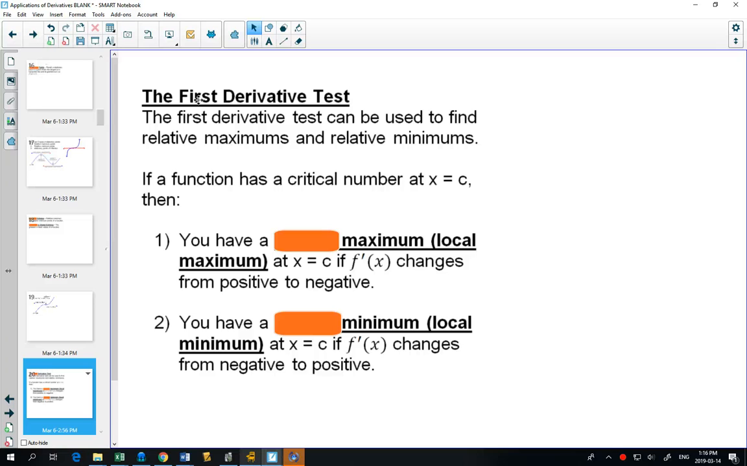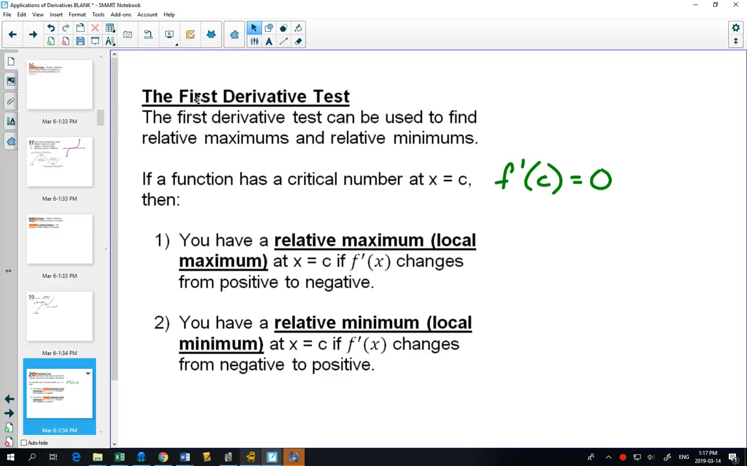So if a function has a critical number at c, okay? First of all, we need f prime of c to equal 0, because that's what makes it a critical number. Then you're going to have a relative or local maximum if the derivative changes from positive to negative, and you're going to have a relative minimum if it changes from negative to positive.